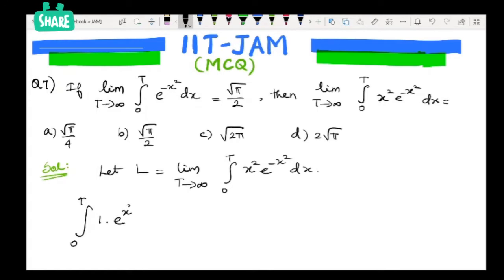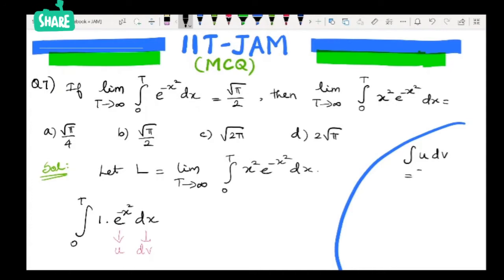Let me start with the integral of e power minus x square dx, because that's the thing that's given, right? So I'm going to start with that. Let's integrate it with the UV format, the u dv format. So I'm going to take e power minus x square as u and dx as dv.